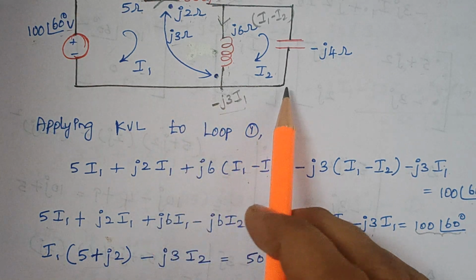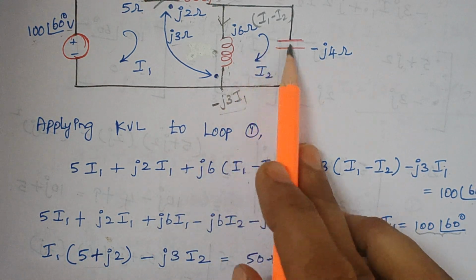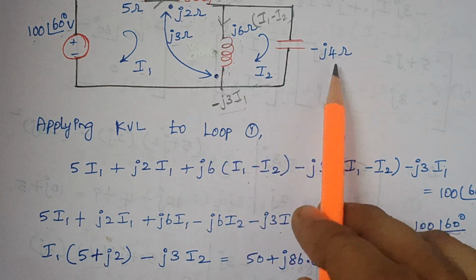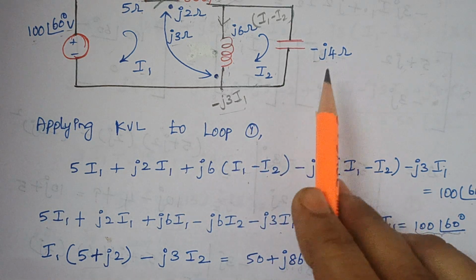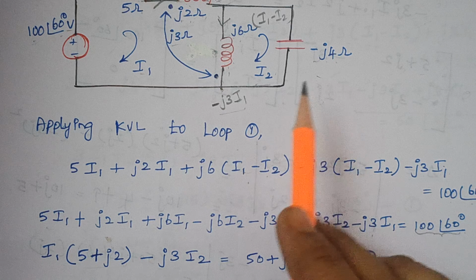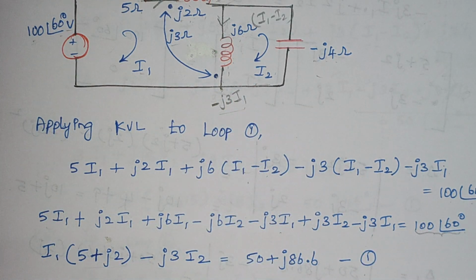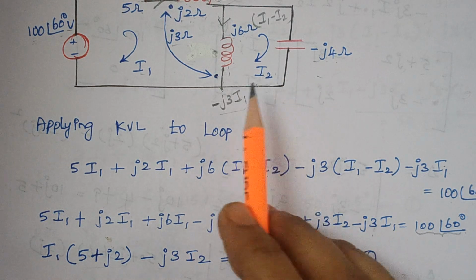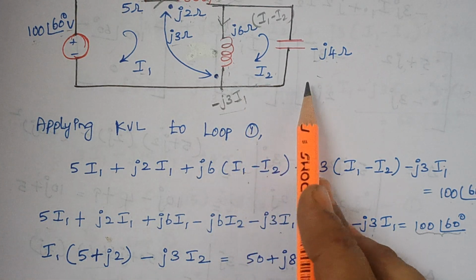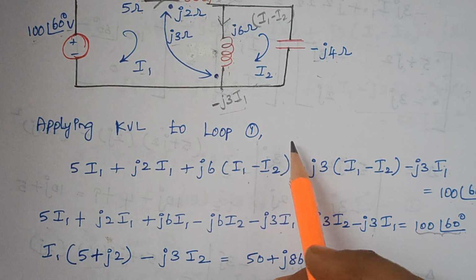When you apply KVL, I2 is the current that flows through loop 2. Therefore, minus j4 into I2, and again plus j6 into, now we are considering our second loop, so we have to write it as plus j6 into (I2 minus I1).